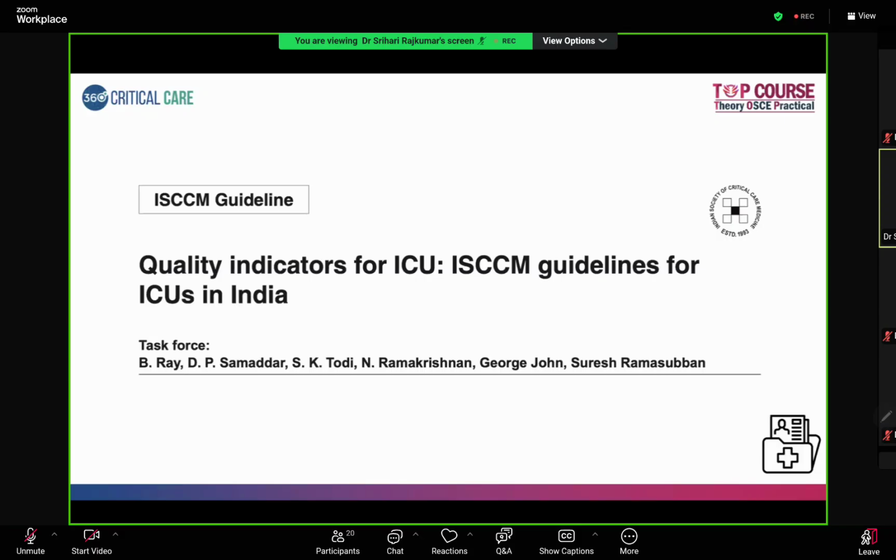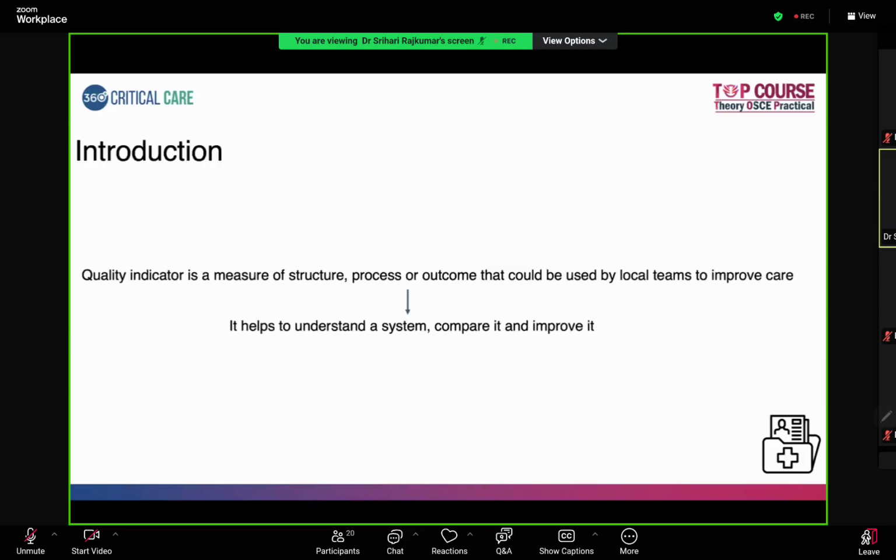So this is one area many people don't really read, but I really say that it's a very high scoring area. And from a theory perspective, they usually combine 2 to 3 indicators together and ask it like a 5 mark question. So from that perspective it is also important. A quality indicator is a measure of structure, process, or outcome that can be used by local teams to improve care, and it helps to understand a system, compare it, and improve it.